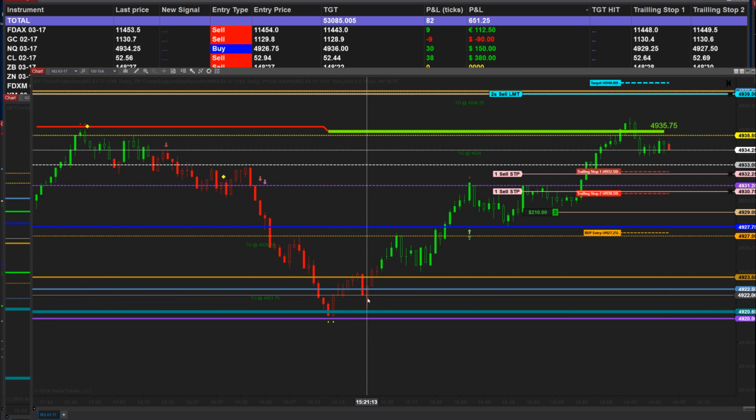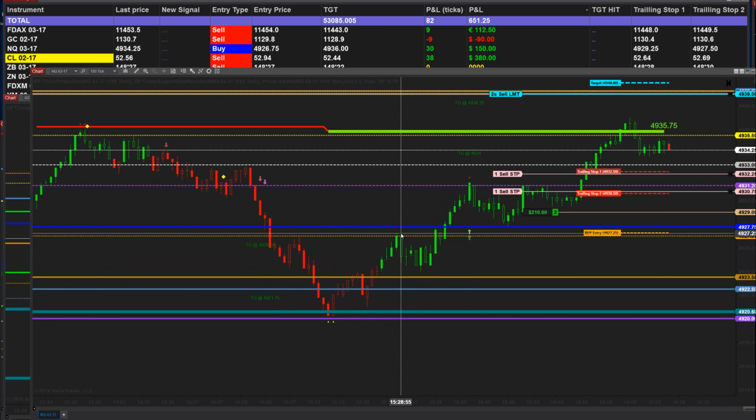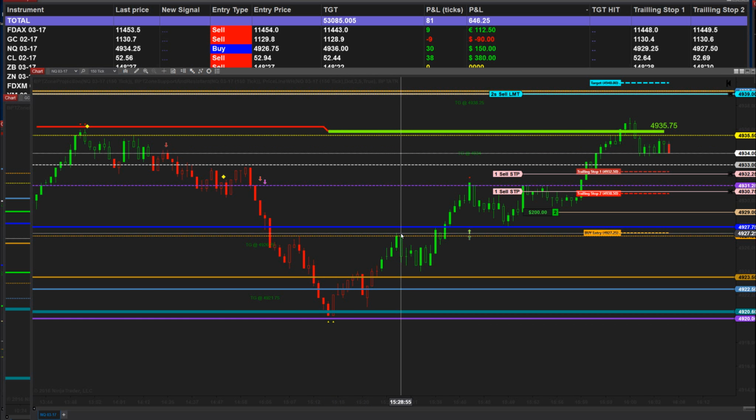But when the market comes back and confirms this area here, then we can understand we have a very nice entry. And from one entry to another, some of them are going to make a lot of ticks, and some of them are very small trades. It's like when you are fishing in the water.